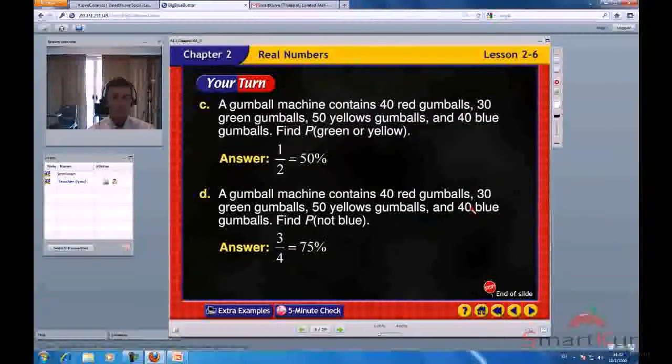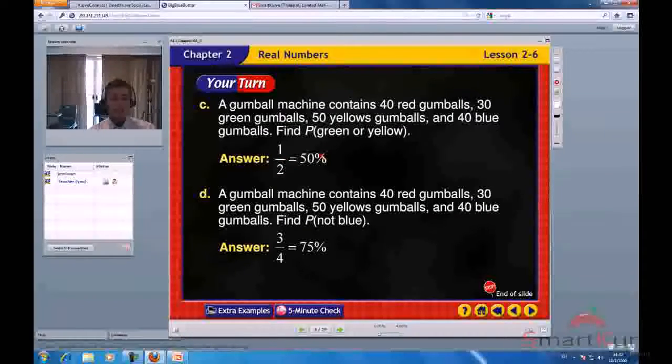A gumball machine contains 40 red gumballs, 30 green gumballs, 50 yellow gumballs, 40 blue gumballs. Find the probability of green or yellow. Well, there are 50 yellow and 30 green gumballs. That's 80 out of total 160. So the probability is 80 over 160, which reduces to 1 over 2, or 50%.